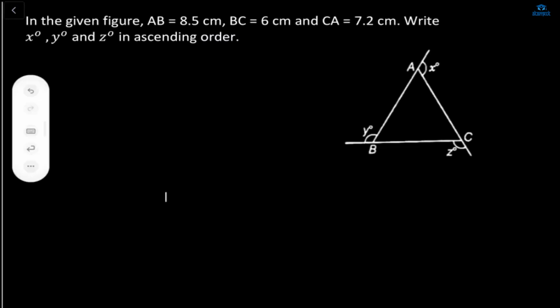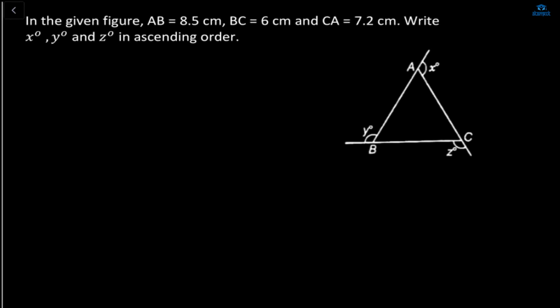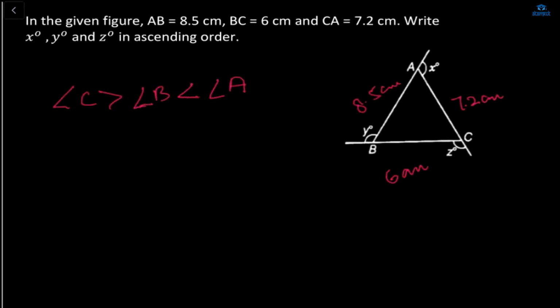Any idea how we are going to do this question? AB is 8.5 centimeter, BC is 6 centimeter and CA is 7.2 centimeter. This is given. Now how are we going to do this question? Ma'am, I think first we'll arrange all the interior angles. Angle C is the greatest. Yes, very good. And then angle B is smaller than angle C, and then angle A is the smallest. We have arranged it according to the condition that the angle opposite to the longest side will be greatest. Okay.